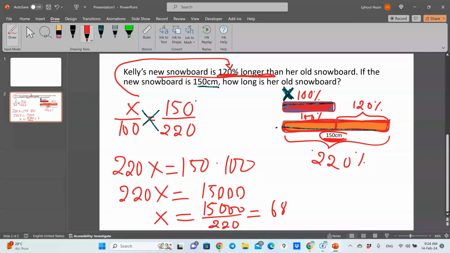So 68.18. The unit is per centimeters. So we compare to this length, so it should be the same unit as that length. So this is the answer. 68.18. Okay.